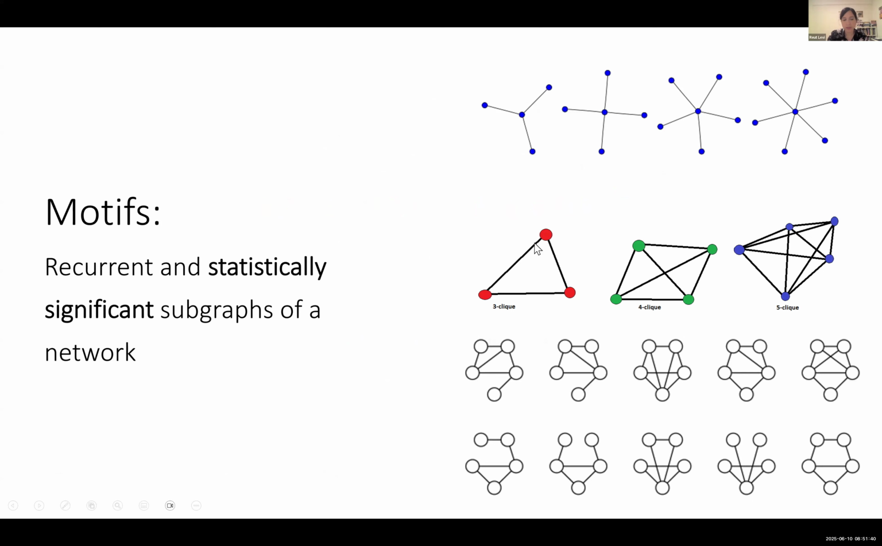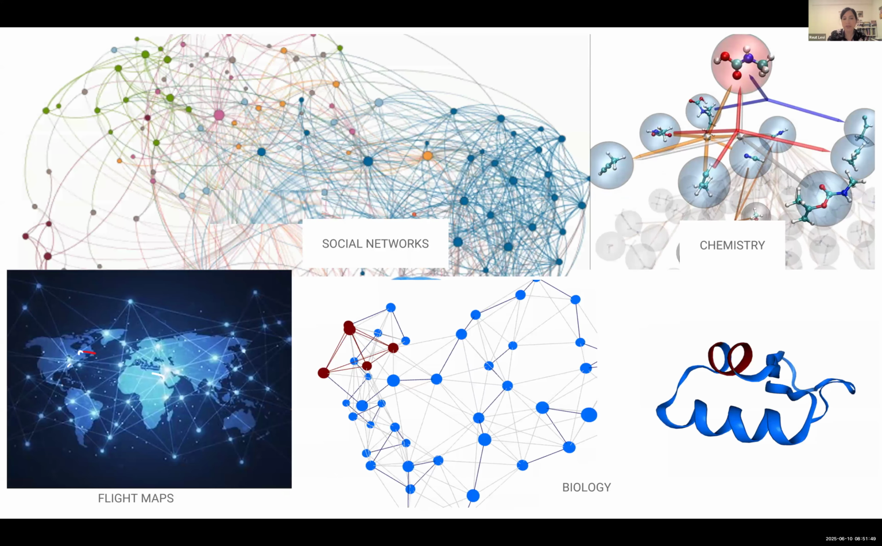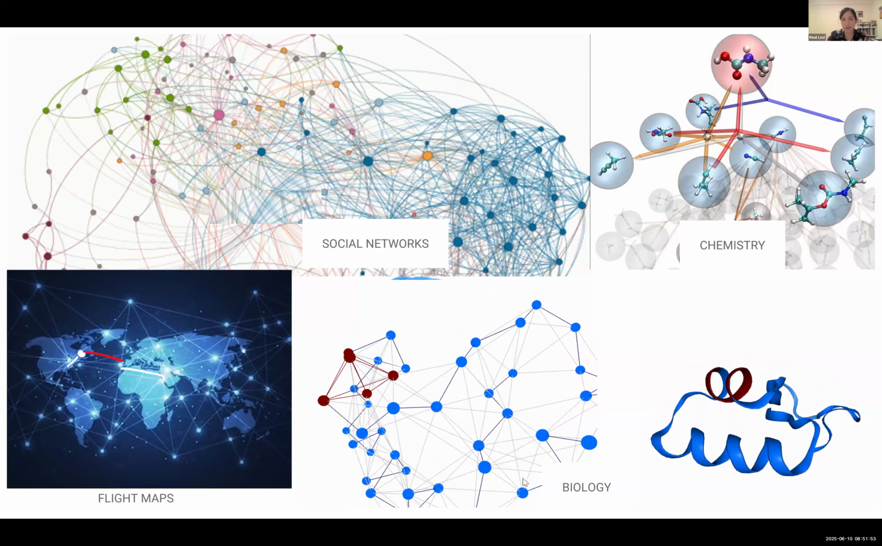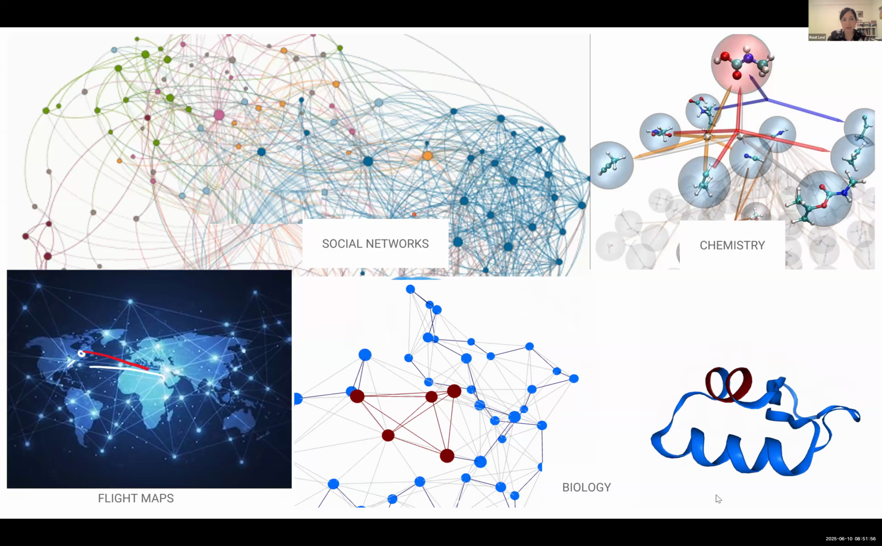So what are motifs? Motifs are recurrent and statistically significant subgraphs of a network. Counting motifs has many applications in many research fields such as biology, chemistry, and social network sciences.